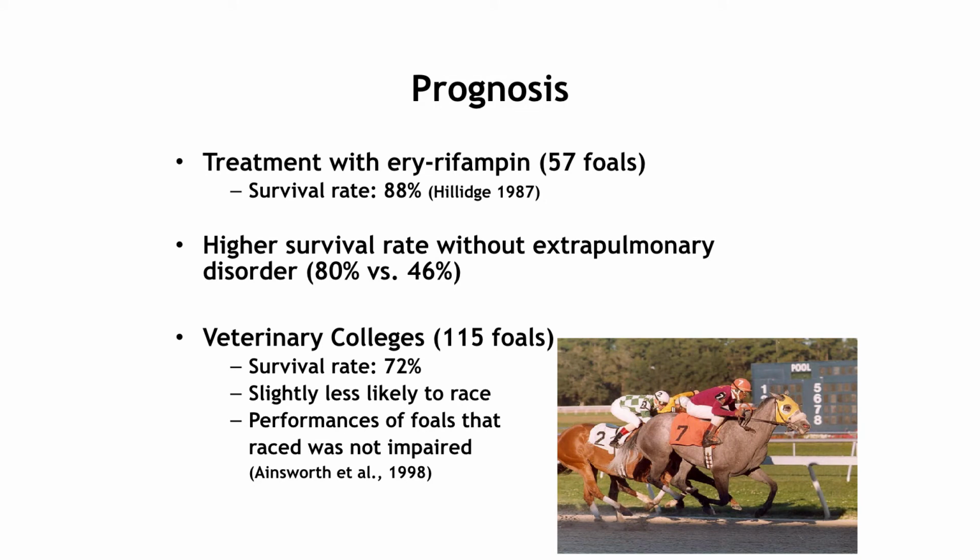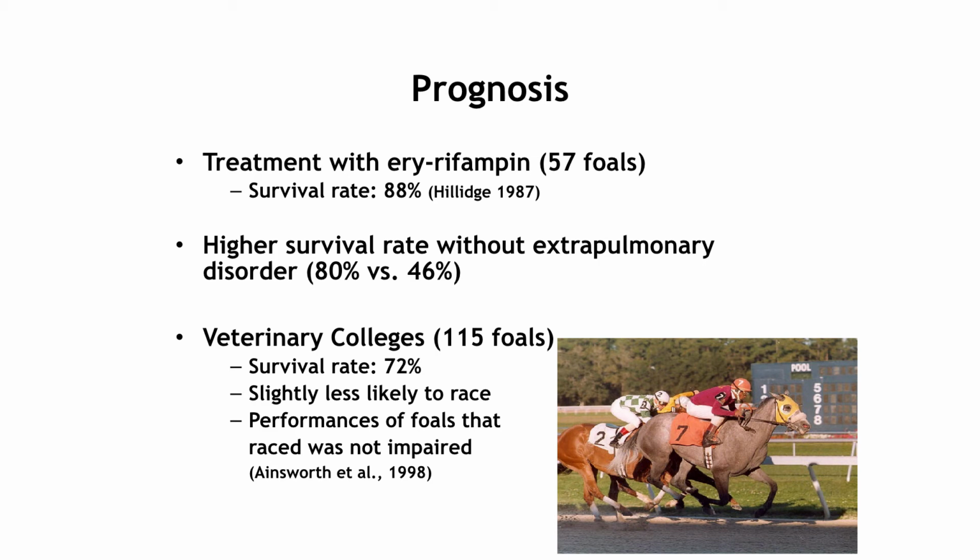Prognosis-wise, again, a lot of this data is from very old studies, but the survival rate with foals that were treated with erythromycin rifampin, this was before there was resistance, was 88%. There is a higher survival rate if they don't have any of those extrapulmonary disorders. So if they just have the abscesses in their lungs and not in their GI tract or the joints, the bones, et cetera, their chance of survival is better.